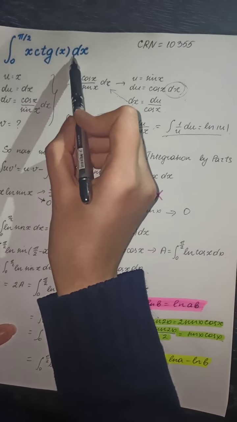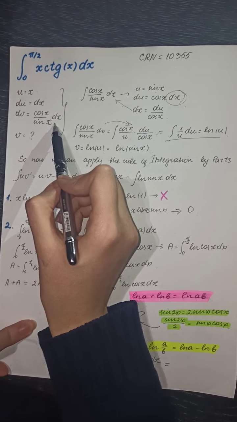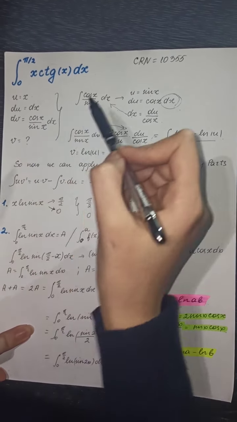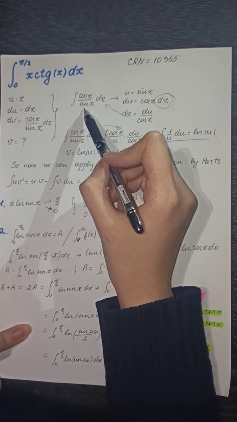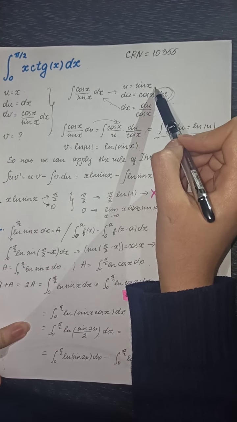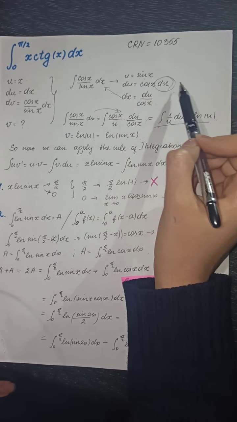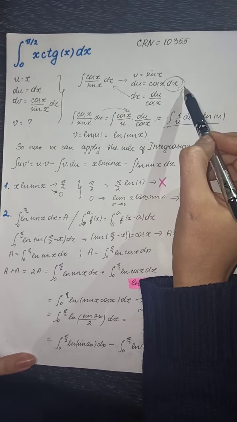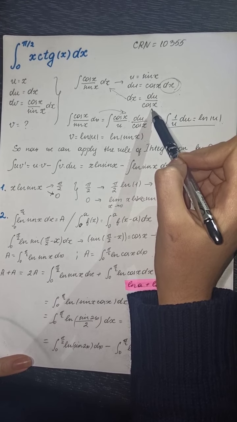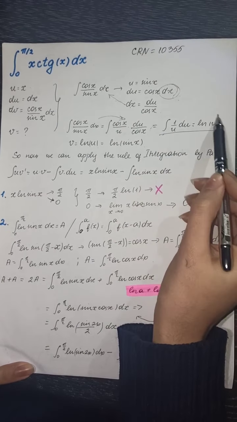dv is cotangent x, and we all know that cotangent x equals cosine x divided by sine x. And we need to find v. For finding the value of v, we need to find the integral of cosine x divided by sine x dx. I called u as sine x, and the derivative of sine x equals cosine x dx. From this expression, we can find dx, which is du divided by cosine x, and we put this value right here, and we finally got this expression.